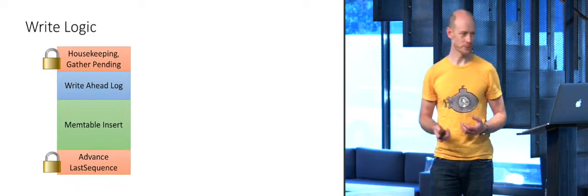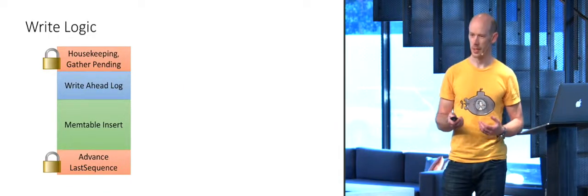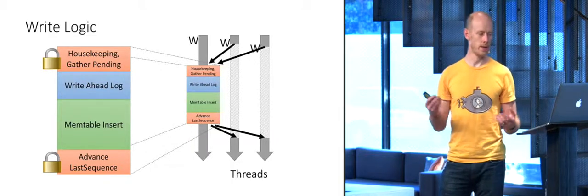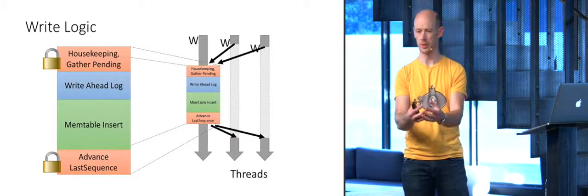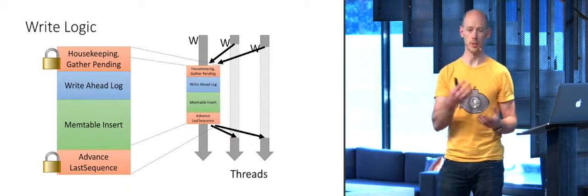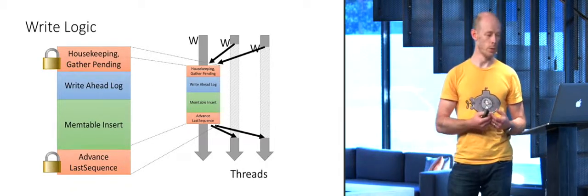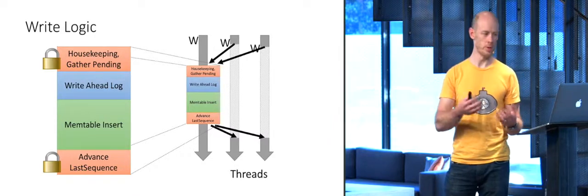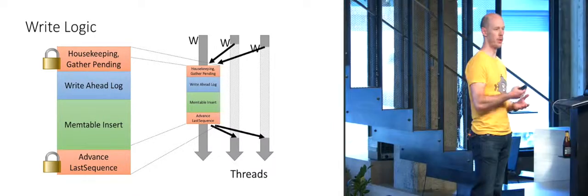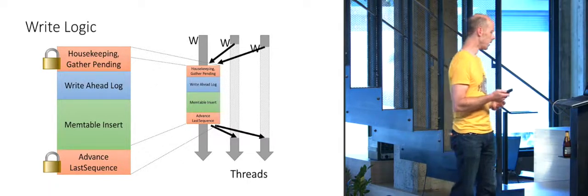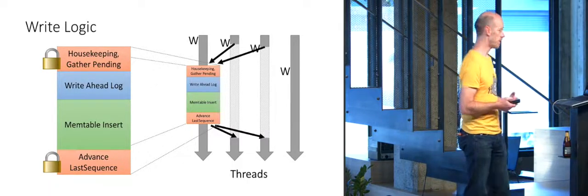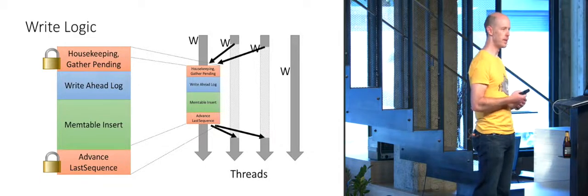So we have a group. We gather all the pending groups. If there's multiple threads, then all of them get gathered up into a single thing. A single thread writes all those to the write-ahead log, and then it goes ahead and does all of the memtable insertions. So if you have 40 threads that are trying to do your write, then the single thread is applying all 40 of those updates to the memtable.